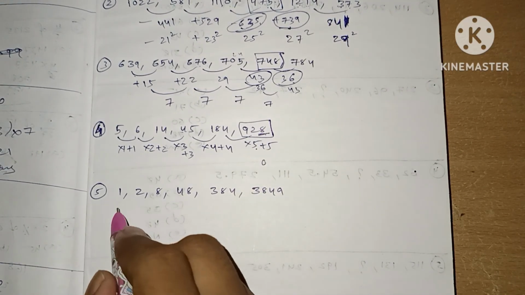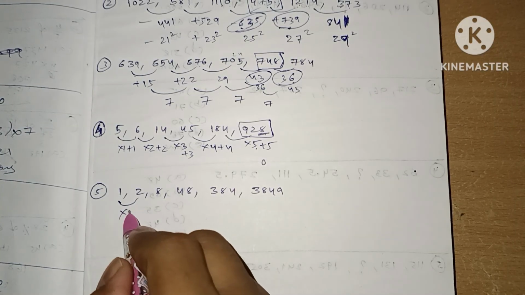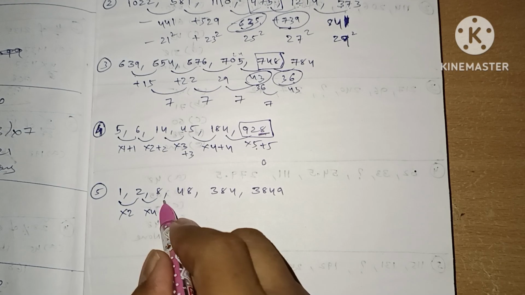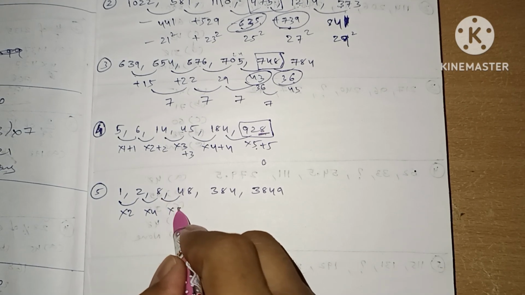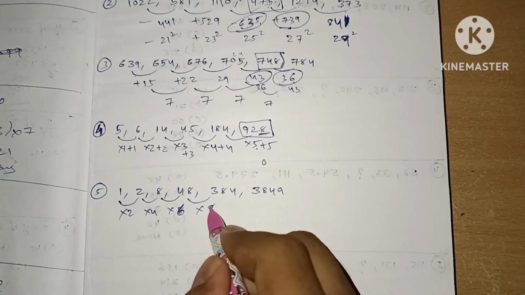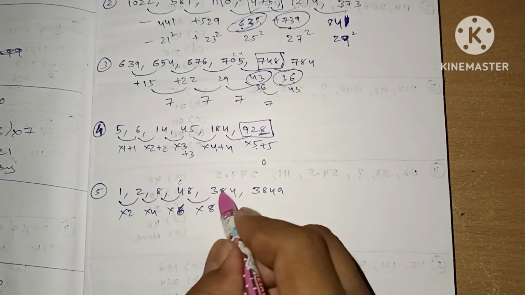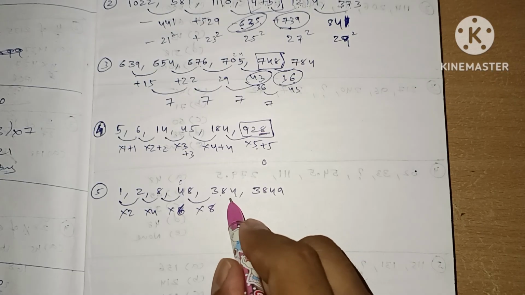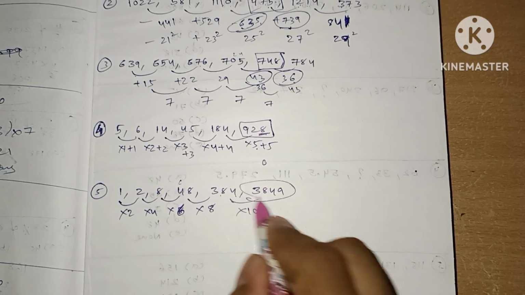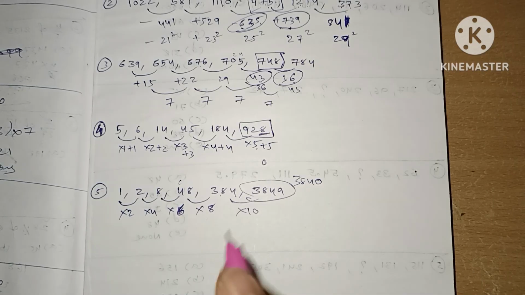Next, here we see it is into 2 times. It is into 4 times. It is into 8 times, 6 times. Here it must be into 8 times. 8 times 4, 64, and 8 times 4, 32 and 6, 38. So this is also right. So it must be into 10 times, which is 3840. Okay. So these are our wrong numbers.